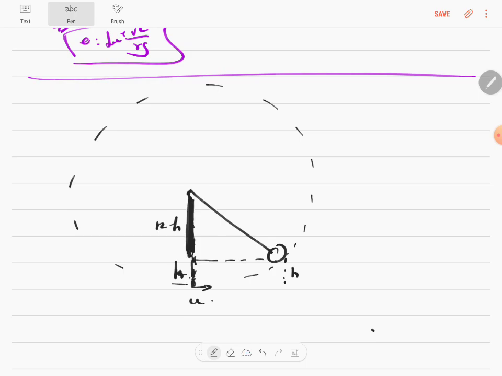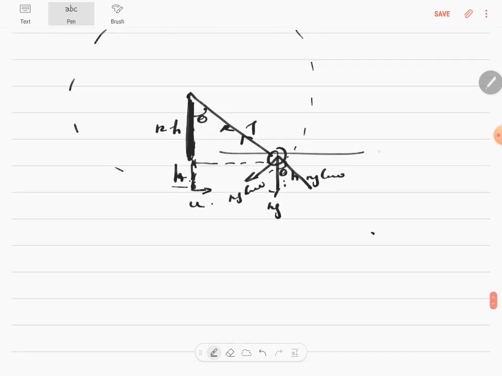You can construct this into a right triangle. This is theta. You know that the bob has mg downward. This will also be theta, so there will be an mg cos theta, and there will be an mg sin theta. There will be a tension in the string. This is also the radius, capital R, of the rope. You can take this triangle and write cos theta is equal to adjacent, which is r minus h by capital R, and you can keep this equation as it is.